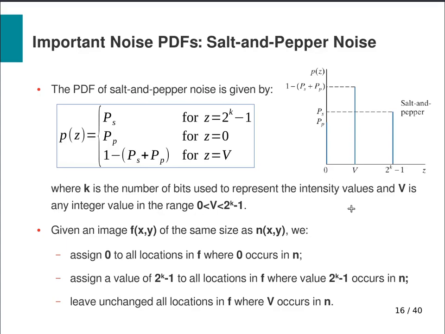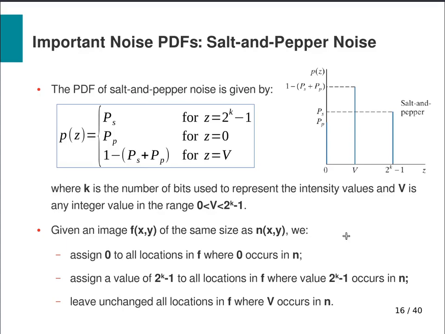So this is the graphical representation of the salt and pepper noise. So how can we apply such noise to the image? The way to do it is that given an image f of x and y of the same size as n of x and y, we would assign 0 to all locations in the image where 0 occurs in the noise component based on this probability. The next is we assign a value of 2 to the k minus 1 to all locations in the image where the value 2 to the k minus 1 occurs in n.